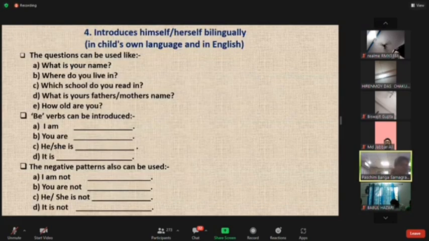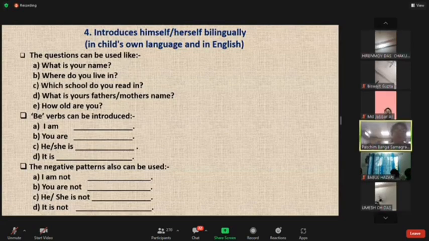Now another important part is introducing himself or herself. Whenever a child introduces himself or herself, what happens to them? They get hesitant. Also in Bengali, if we ask what is your name, PP students generally don't want to give answers except in some exceptional cases.